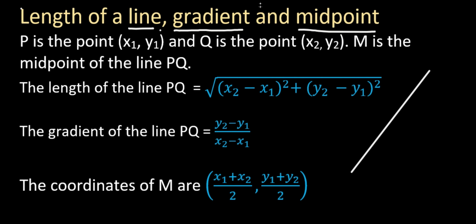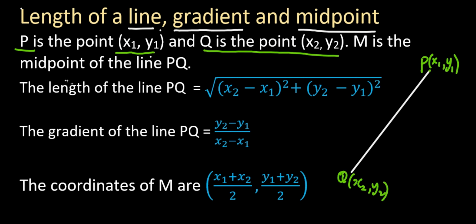Let us say we have this line there, and a point P having coordinates x1 and y1. We also have a point Q there, having coordinates x2, y2. So M is the midpoint of the line PQ.